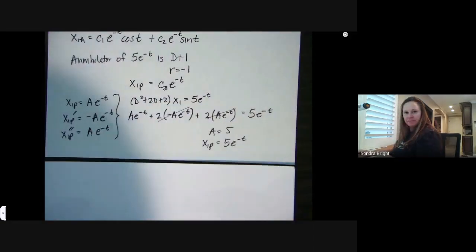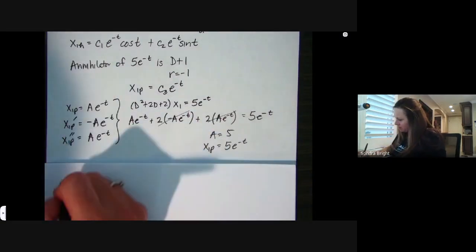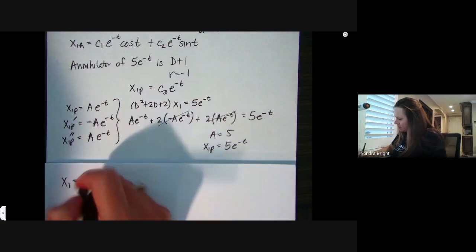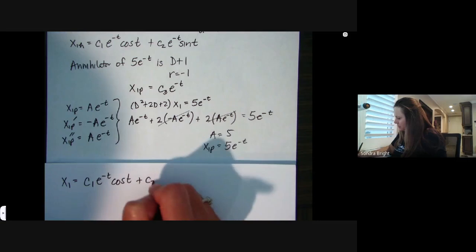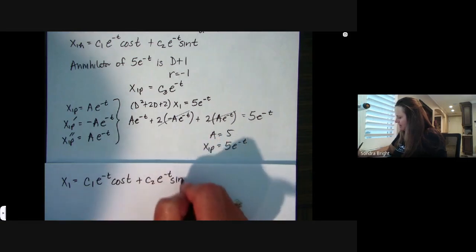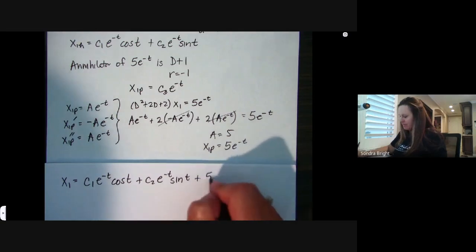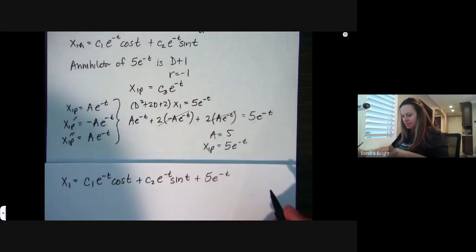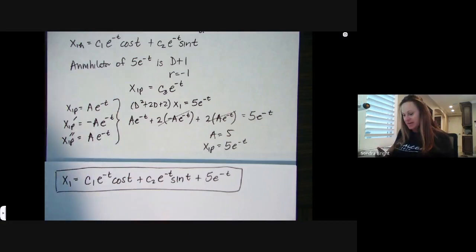And so x1 is going to be the homogeneous, which I've actually got on the screen right now. So x1 is going to be c1 e to the negative t cosine of t plus c2 e to the negative t times sine of t, and then plus the particular. So plus 5e to the negative t. So that's going to be your x1. Now we got to find x2.